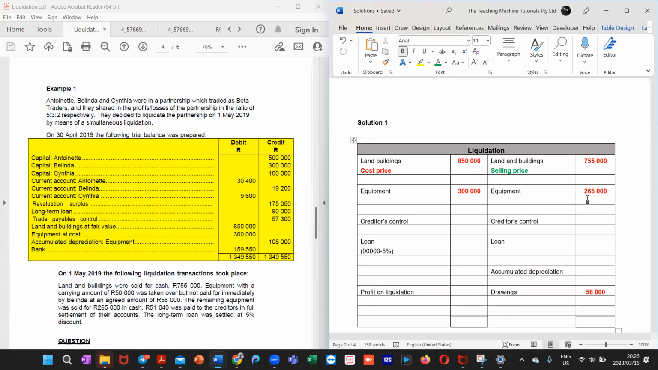Had the information said that 50,000 was the cost price, then we would have said that equipment is 250. But because the information says the carrying amount, we prefer to record the full amount of the equipment.